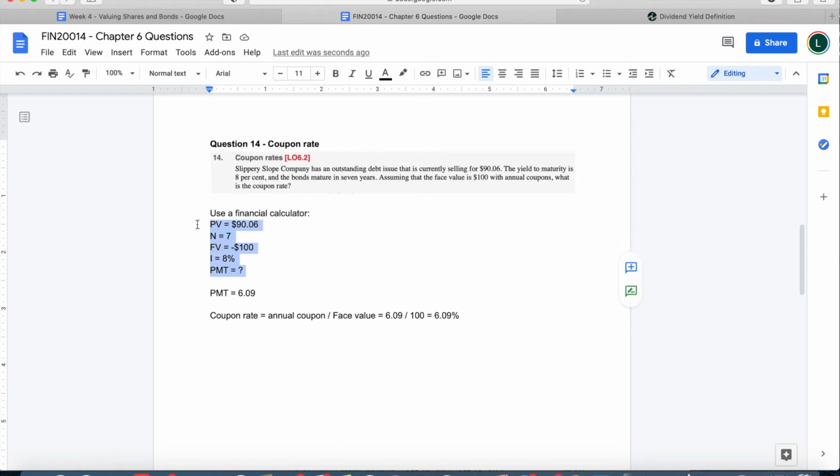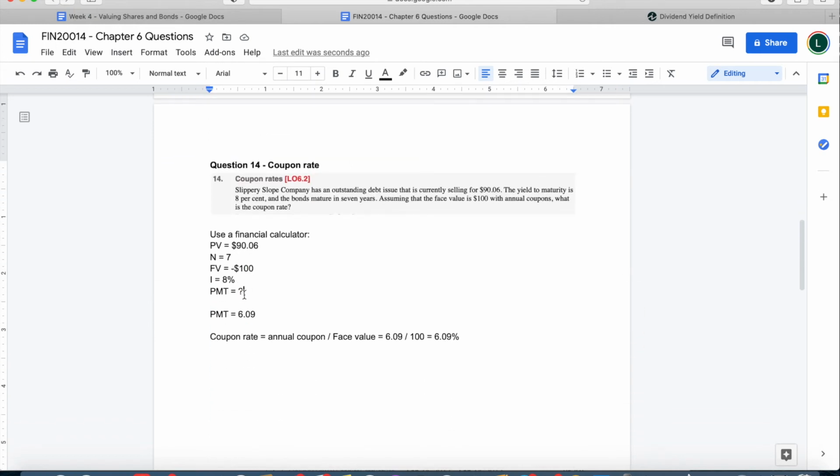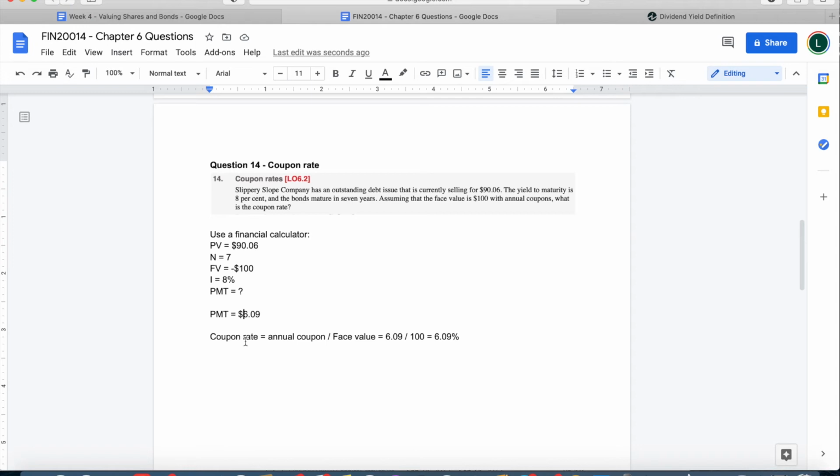So if we look at here, all our inputs, we don't know what our payment is, okay? So up here, that's what we're missing. So we input all that data and calculate our payment. So our payment is $6.09. Okay, let's put a little dollar sign. Now, here, I've made a note here. Your coupon rate equals your annual coupon amount, so that's going to be your dollar amount over your face value dollar. So from that payment, we can actually calculate the coupon rate.